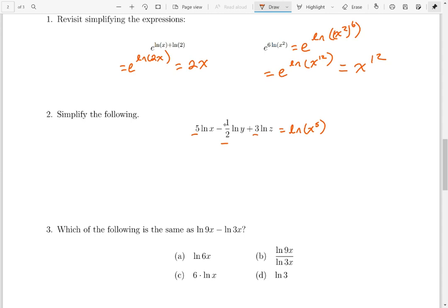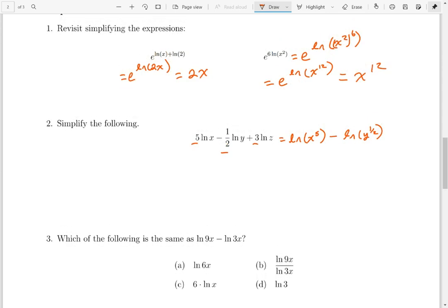Then, notice that if I have negative 1/2 natural log of y, you have two choices. You could pull in the negative 1/2 and put it as a power on y. That is a choice that you have, or you can leave the negative out front. That's up to you. I think I'm going to leave the negative out front just to see another property. And so this is then going to be minus the natural log of y raised to the 1/2 power. Then I have plus 3 natural log of z, and so the 3 goes on to the inside, and that's going to be plus the natural log of z raised to the power of 3.